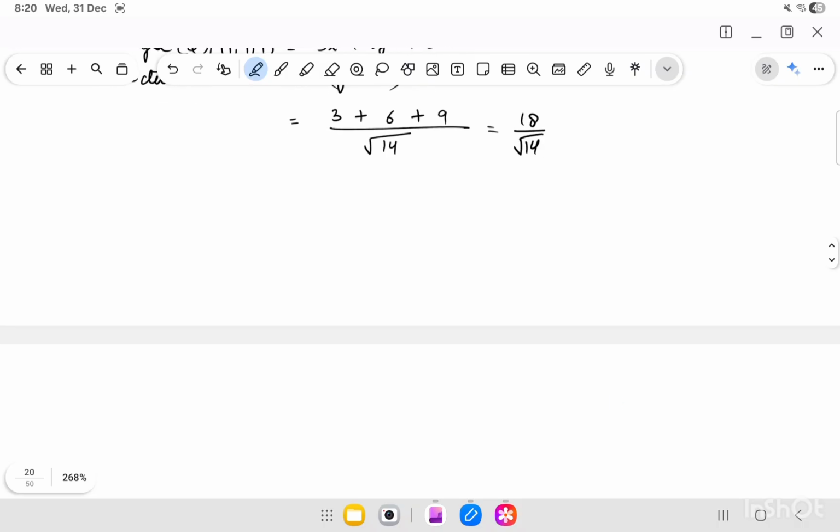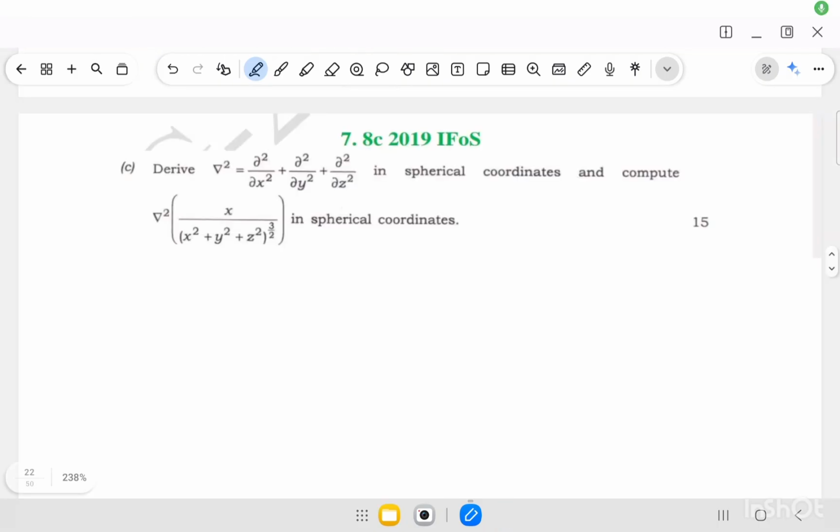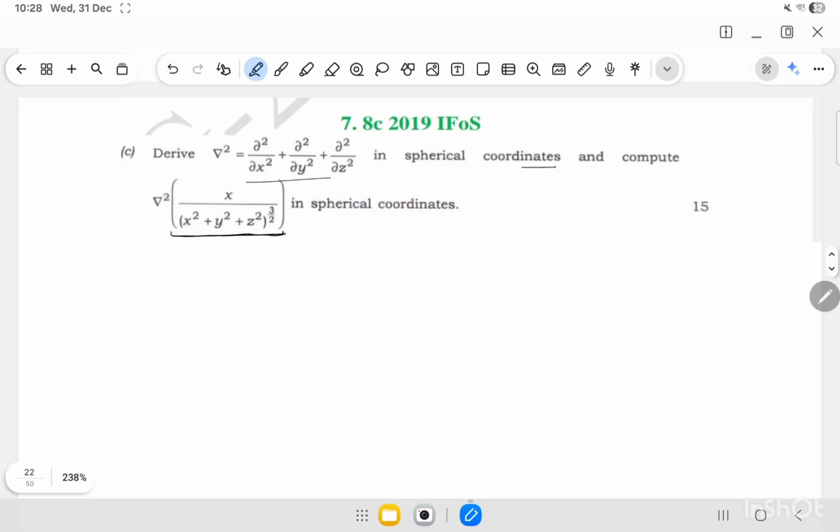Let's move on to discuss the next question. So the next question is to derive del square in spherical coordinates, and further it asks us to compute it for this scalar in spherical coordinates only.